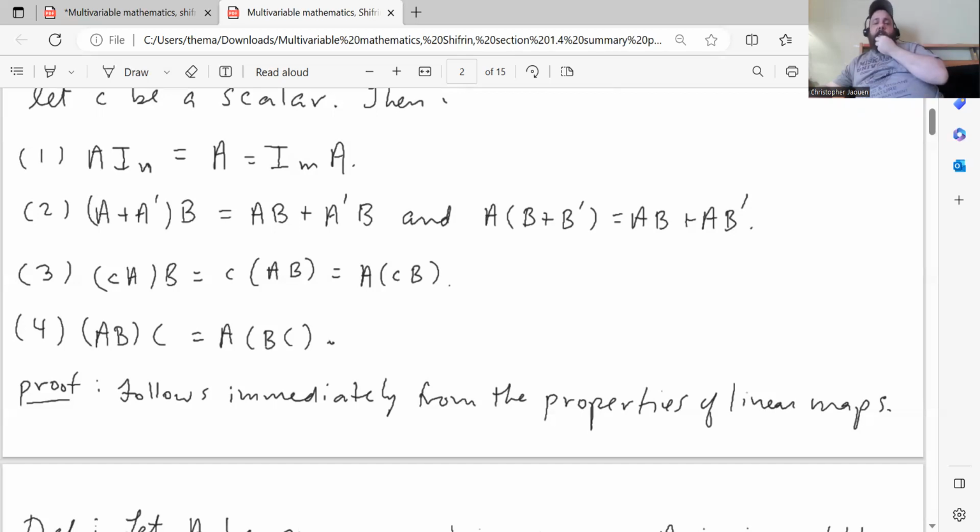But there is a version for multiplying on the left-hand side. If you have A times (B plus B prime), that's equal to AB plus AB prime. So again, you just have to be careful about the order that you multiply in.